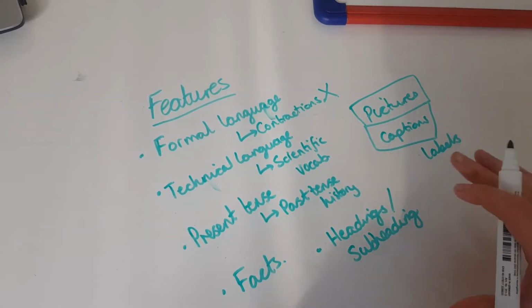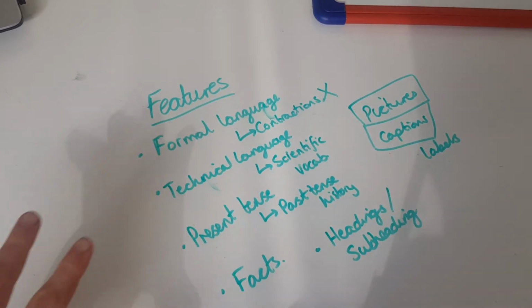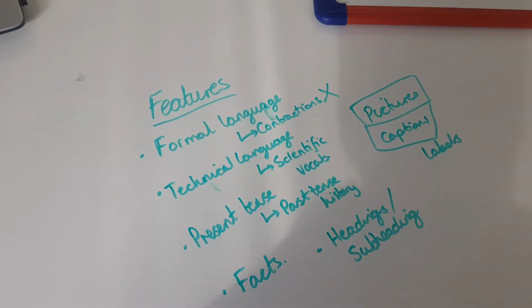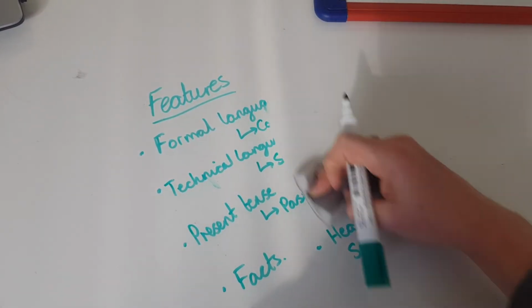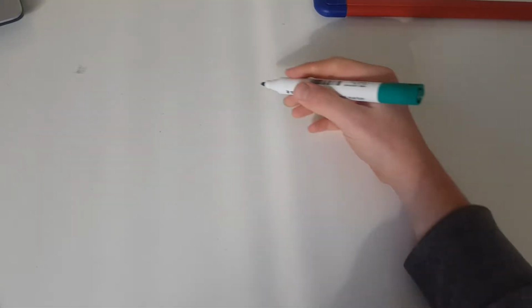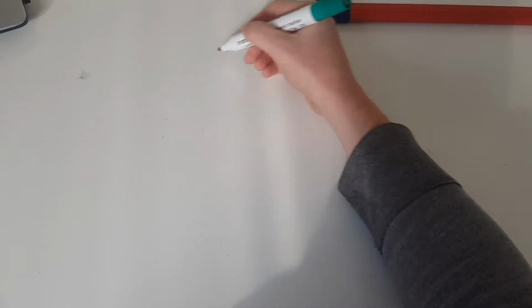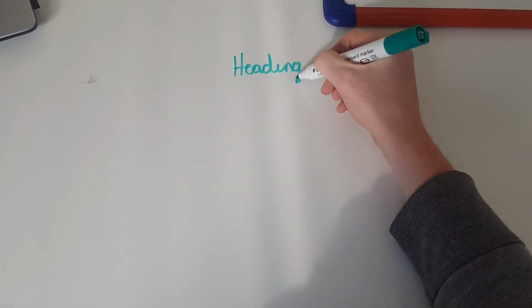All right, so that's looking at the features of a non-chronological report. Pause it now, take a picture of it so you know that you're going to include everything, and we're then going to move on to what your non-chronological report is actually going to include. Now, like I said, we need a heading there, don't we, to start off with. We're just looking at the introduction today.